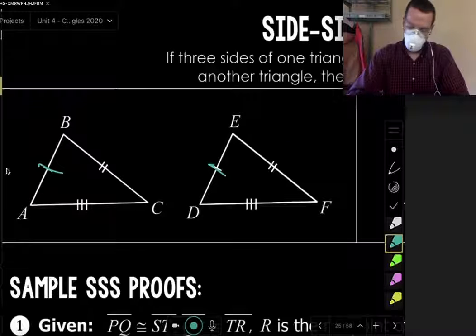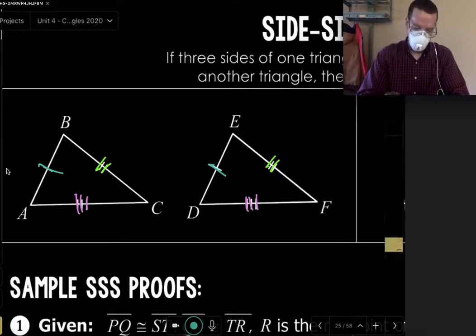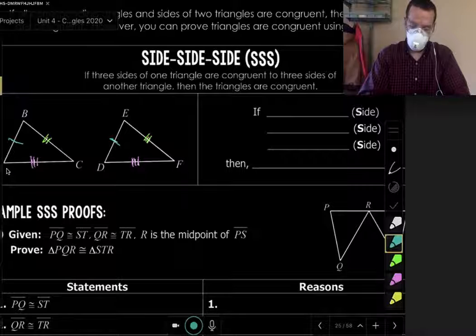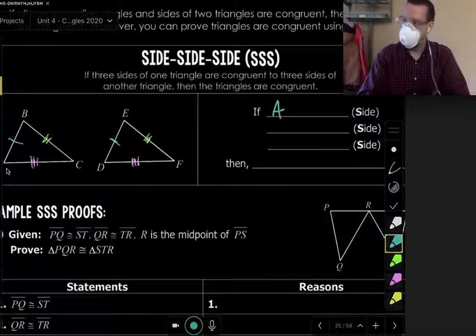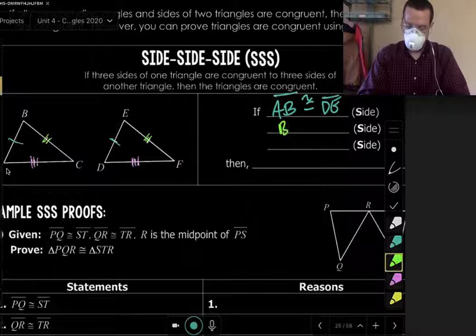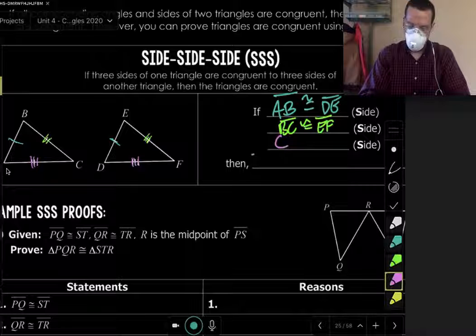1, 1, 2, 2, 3, 3. So we have to prove side 1 is congruent to side 1, side 2 is congruent to side 2, and side 3 is congruent to side 3. And those statements look like this. AB is congruent to DE. We have in green, BC is congruent to EF. And we also have CA is congruent to FD.